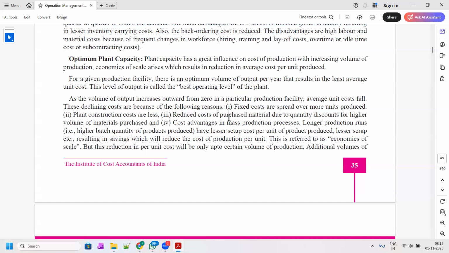So when we are talking about plant capacity, it definitely has a huge influence on the given time period. Here we are trying to talk about an optimum level or optimum volume of output that needs to be produced every time, so that we can reduce the cost, and that is what we call the best operating level.